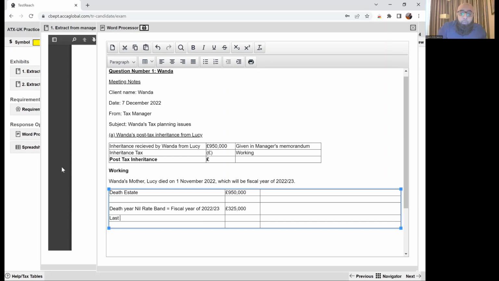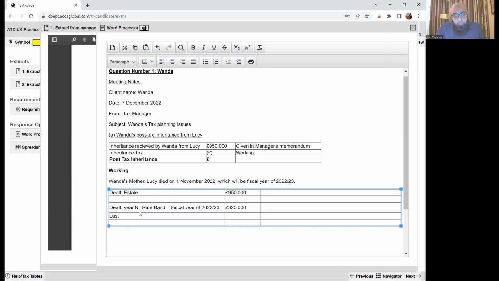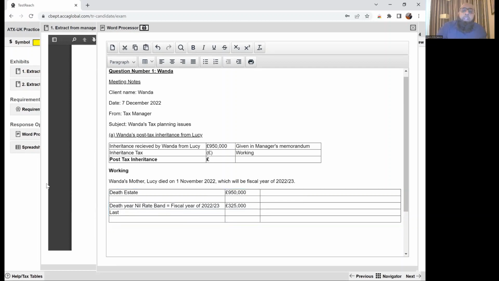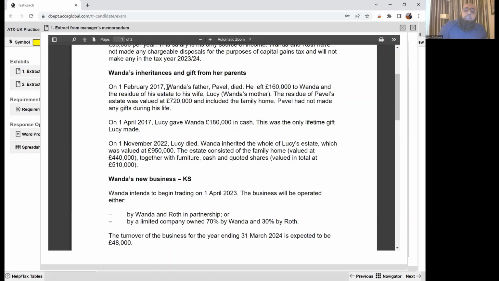Now, if you look at the question, the question gave us some detail about Lucy's husband. Now see, Lucy is Vanda's mother. On 1st February 17, Vanda's father... Now see, Vanda's mother is Lucy and Vanda's father is Pavel. So they must be husband and wife. Okay.